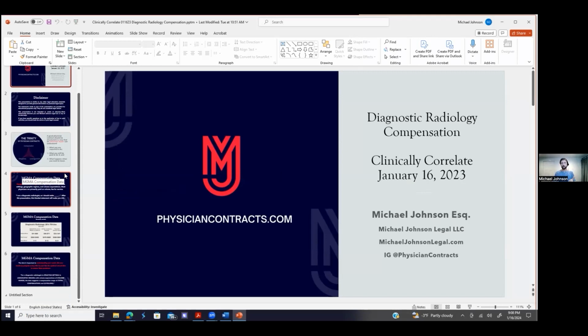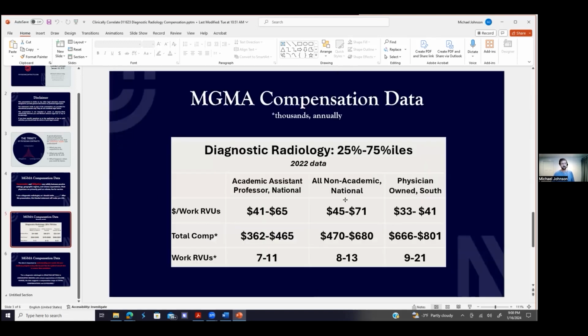They collect a lot of information, and then they gather it together and sell it for a bunch of money to folks like me that then talk about it, right? So there's information out there that you can compare. I pulled 3 examples here for diagnostic radiology.